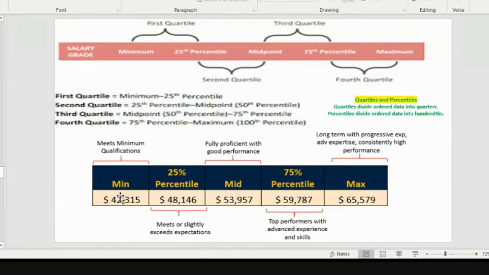And you see here in terms of numbers, the minimum are those that meet the minimum qualifications in that salary grade. The midpoint is usually those that are at 100%, so fully proficient with good performance. Now, those at the 25th percentile, they meet or slightly exceed expectation. The 75th percentile, those are top performers with advanced experience and skills. And those that are put at the maximum of the salary grade, they are long-term with progressive experience, advanced expertise, consistently high performance.